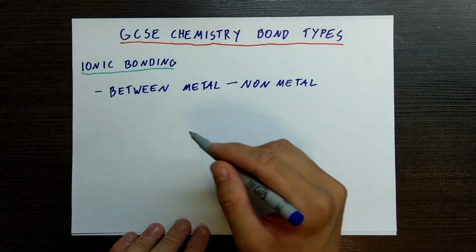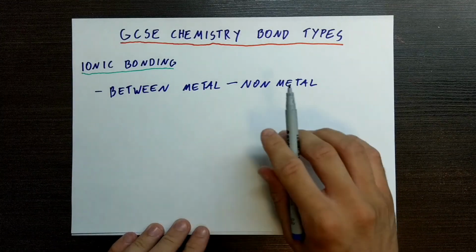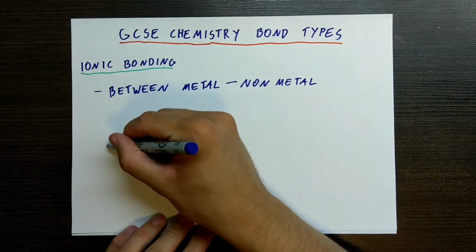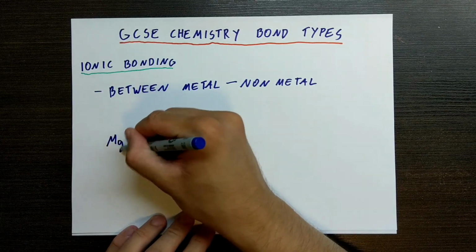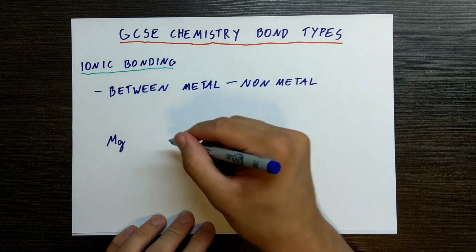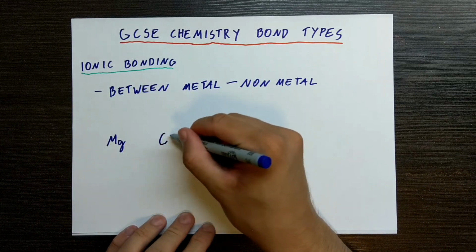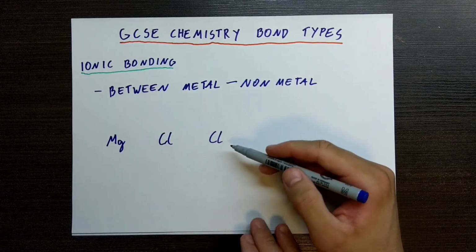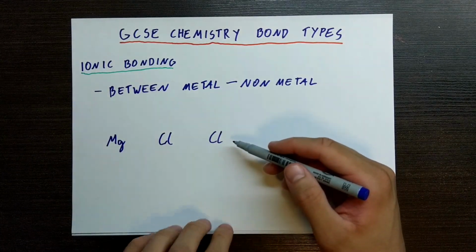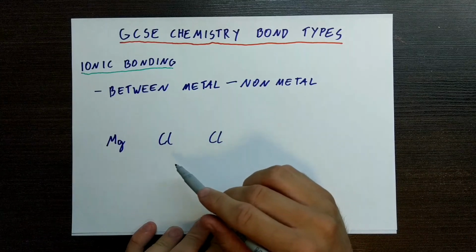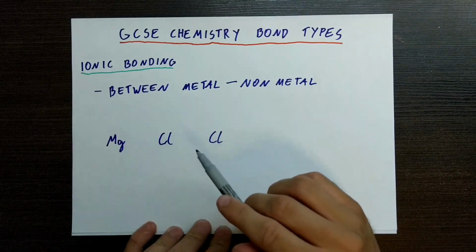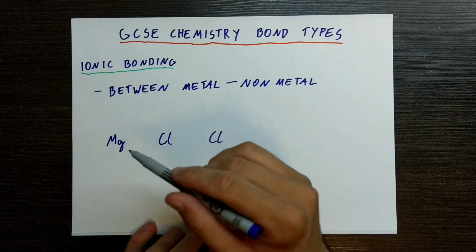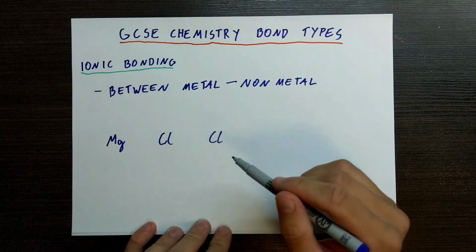Probably the best way to show it is by an example. So let's, for example, do this. We have magnesium and we have 2 chlorine atoms. And now they are going to react together to make MgCl2. Now let's work out ionic bonding.